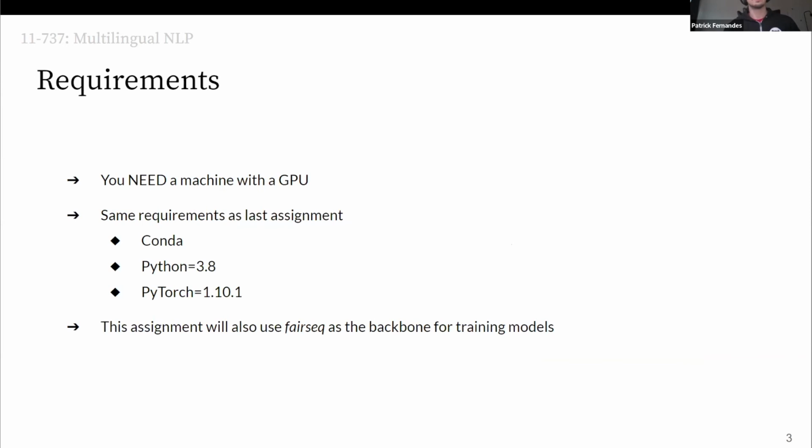So for requirements, you definitely need a machine with a GPU. Unlike the previous assignment, it will be very hard to run this on a CPU, as in it will run but not in feasible amounts of time. I didn't test it, but I'm pretty sure you can run it on Colab. But still, if you have access to the credits, I would probably recommend using AWS for this. And in terms of packages, it's mostly the same as the last assignment. You can almost certainly reuse the environment that you have. We tested it. And this assignment will also use Fairseq as a backbone for training models.